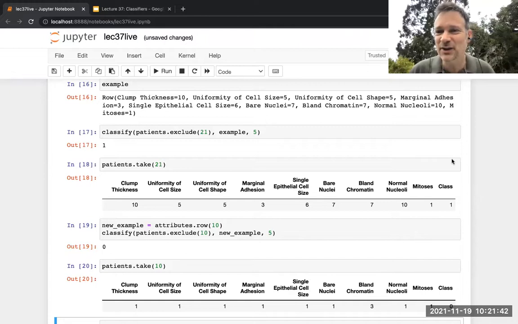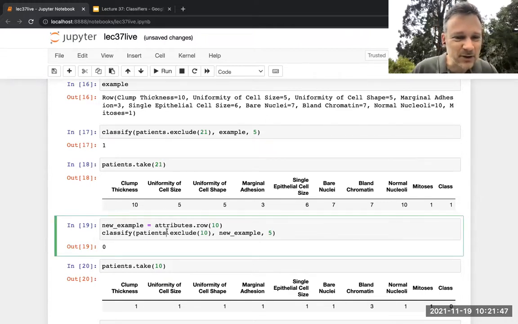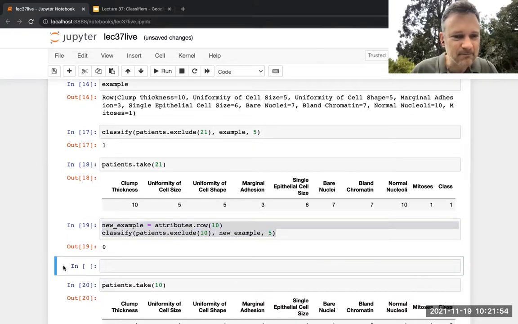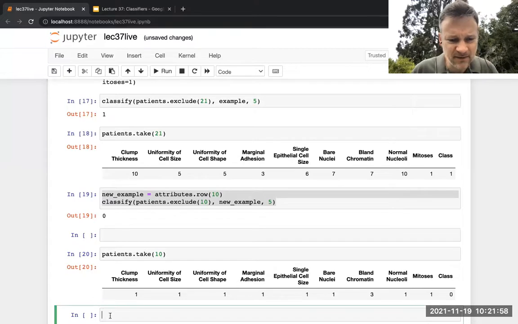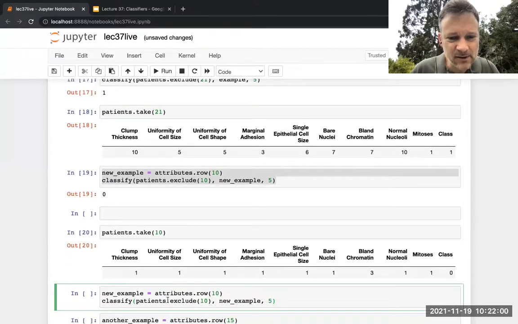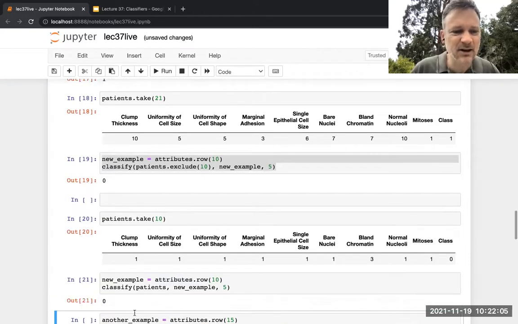Why am I doing this exclude? I see his question in the chat. That is a great question. Why do I do this exclude? Maybe I shouldn't do that. What would happen if I left out the exclude? That seems like a reasonable thing to do, right? Oops, there's a problem here.